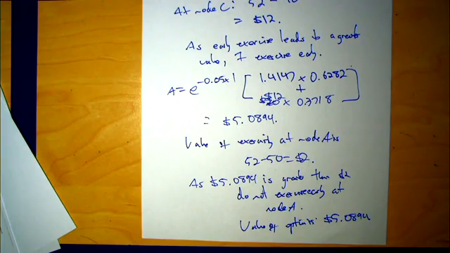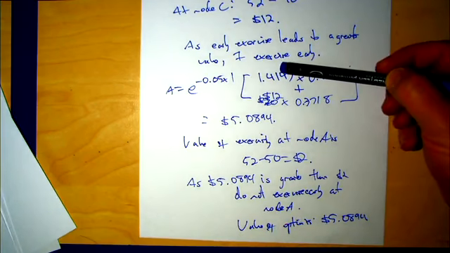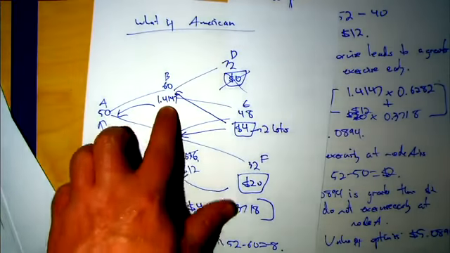That's right. So you don't exercise it early. Yeah. No. So, yep, that's fine. Good question. So, question is, why have I brought back 1.4147 rather than 0? Because that's the value of the option.